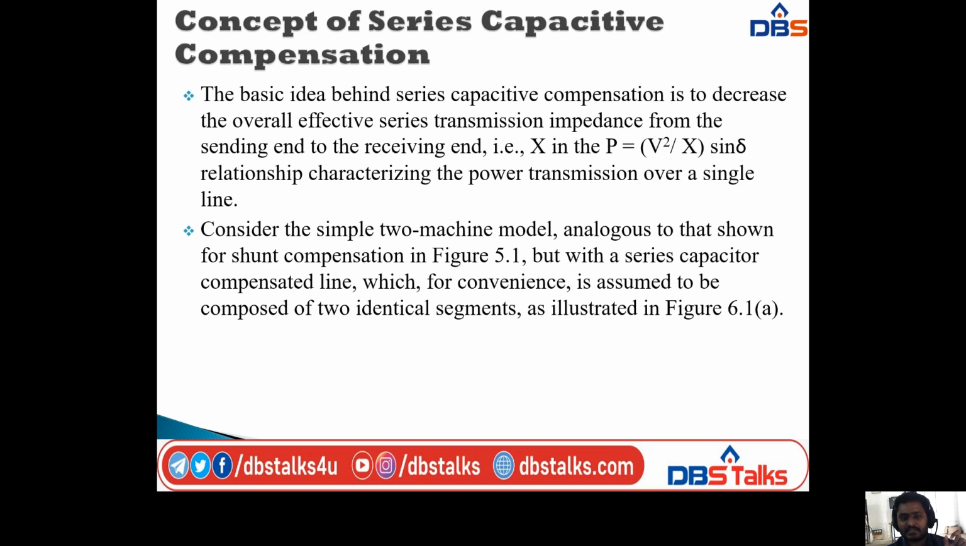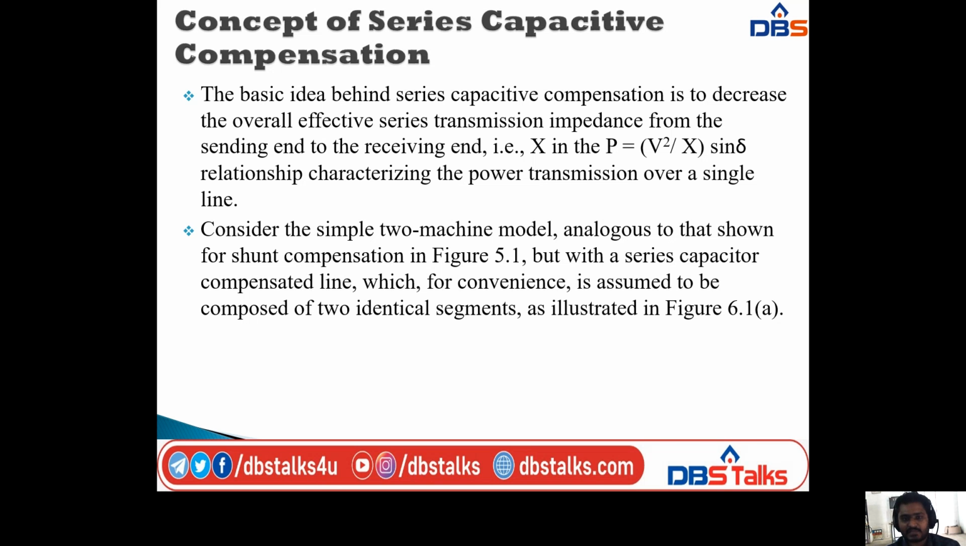This gives the relationship characterizing the power transmission over a single line. So I am taking one diagram. It consists of a simple two machine model analogous to that shown for shunt compensation in the previous chapter. Now in this class I am going to take the same two machine model but with a series capacitor compensated line, which for convenience is assumed to be composed of two identical segments.